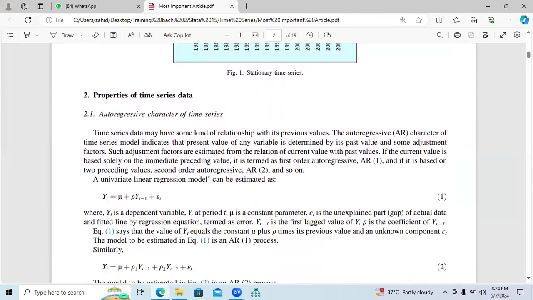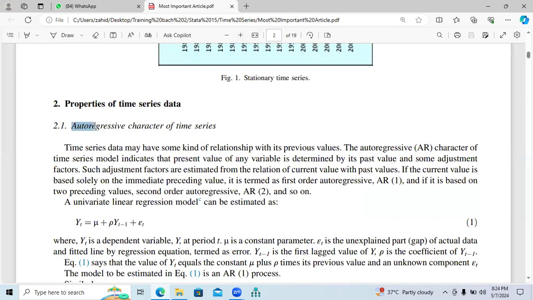Then there are some properties of time series data that you need to understand. The first property is that your time series may have an auto-regressive character. So a time series data may have some kind of relationship with its previous values. This kind of model is known as the auto-regressive or AR model, where your variable has a relationship with its own previous values, say lag 1, lag 2, and so on.